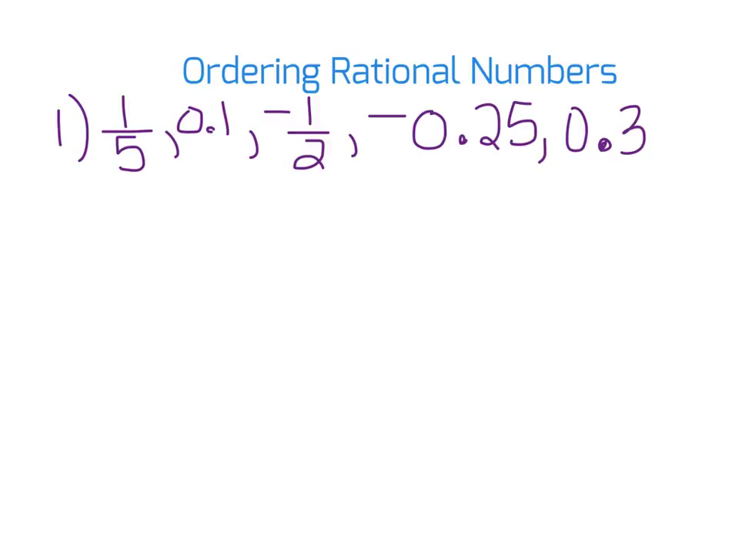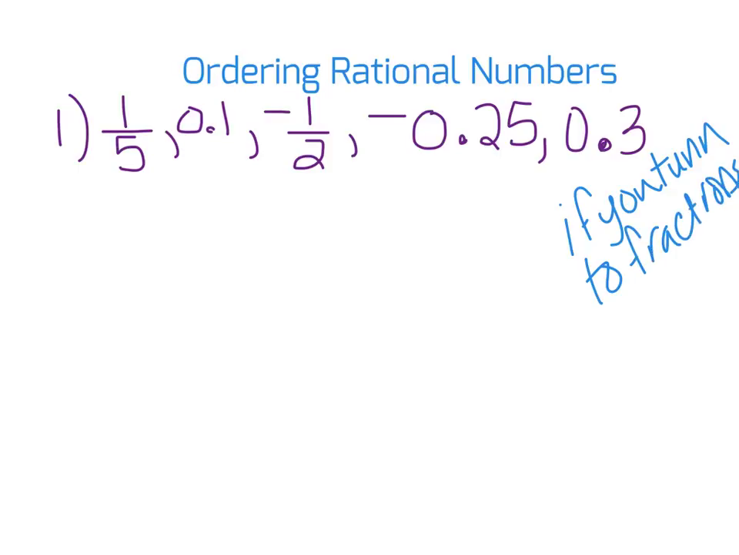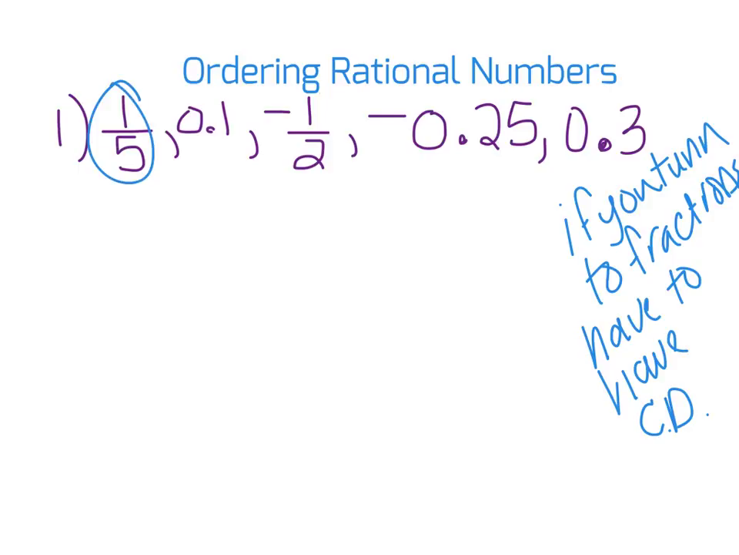I prefer to turn them into decimals only because if you turn them into fractions, so write this down somewhere on your paper, if you turn to fractions, you have to find a common denominator. I'm just going to put CD, common denominator. That's important because that's a whole extra step. So why not take these two fractions and just turn them into decimals and then compare the decimals? So that's the first thing I want you to do. I want you to turn those two fractions into decimals, okay?